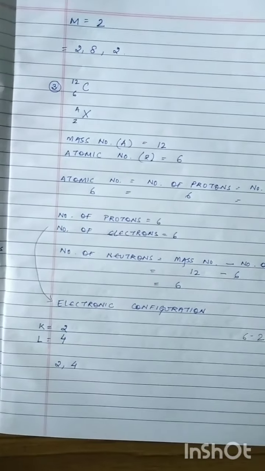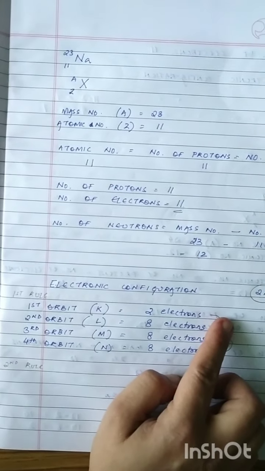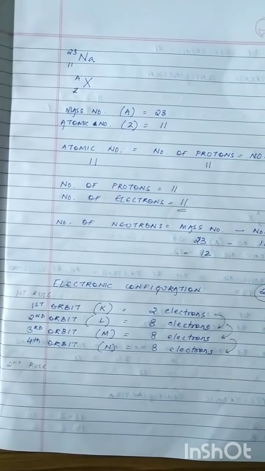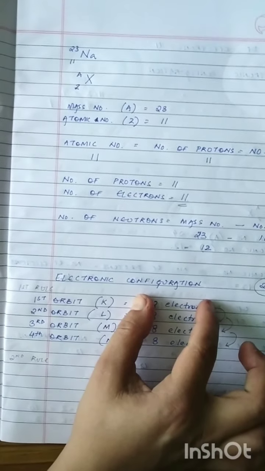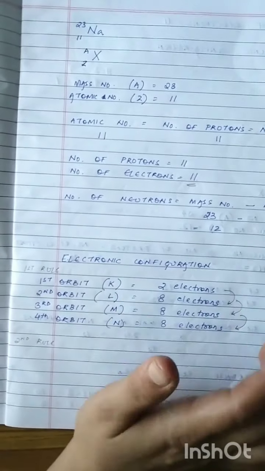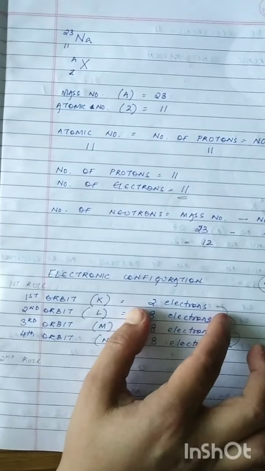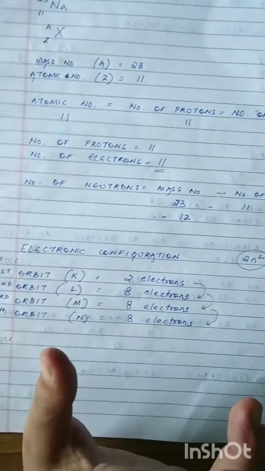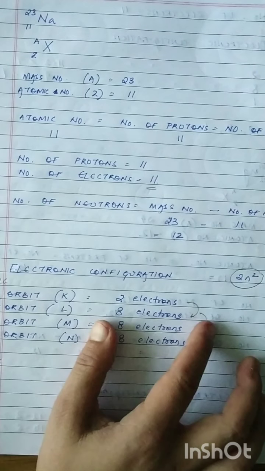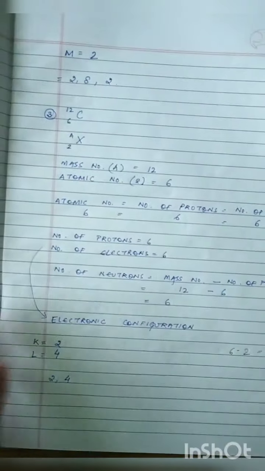So please remember the rules. First orbit, maximum of 2 electrons, and then from the second orbit onwards, a maximum of 8 electrons. Without filling the first orbit with a maximum of 2 electrons, I cannot go to the second orbit. Without filling the second orbit with a maximum of 8 electrons, I cannot go to the third orbit. Without filling the third orbit, the next cannot be filled. Then only I go to the next orbit with the remaining electrons.